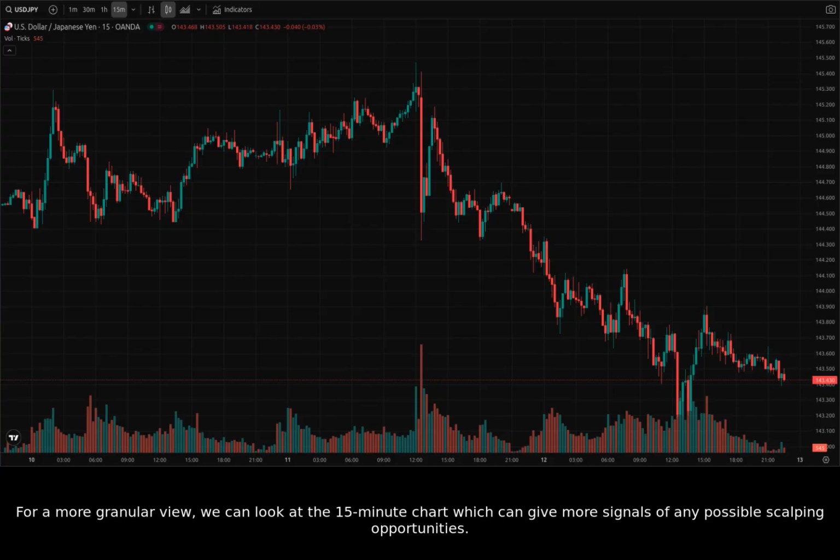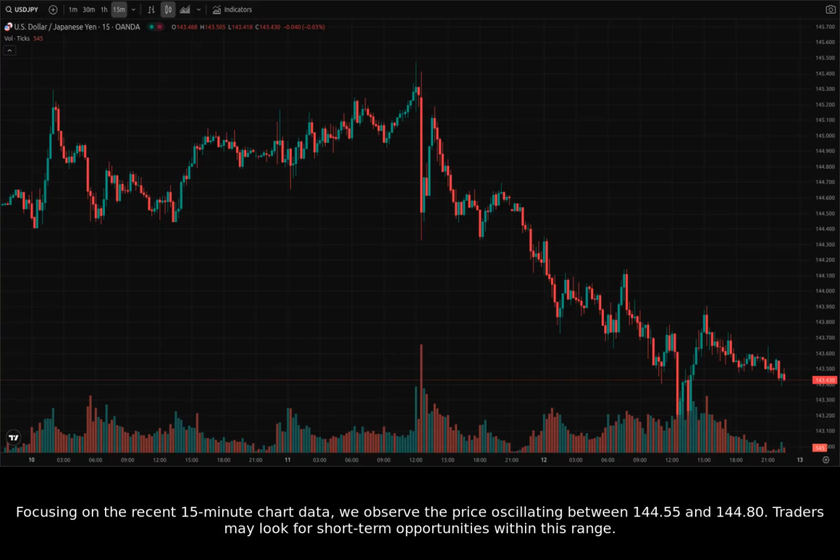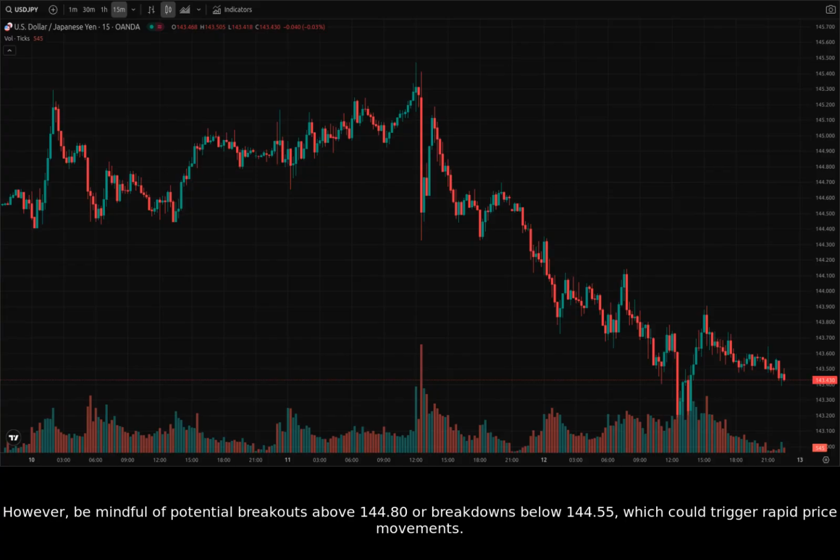For a more granular view, we can look at the 15-minute chart, which can give more signals of any possible scalping opportunities. Focusing on the recent 15-minute chart data, we observe the price oscillating between 144.55 and 144.80. Traders may look for short-term opportunities within this range. However, be mindful of potential breakouts above 144.80 or breakdowns below 144.55, which could trigger rapid price movements.